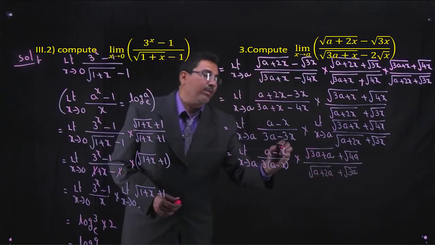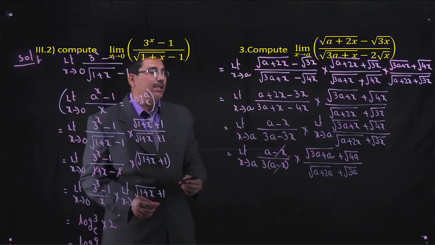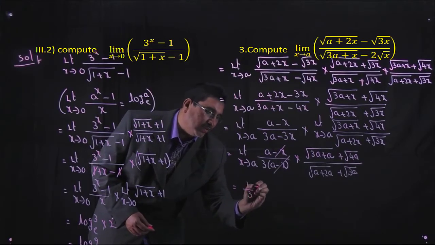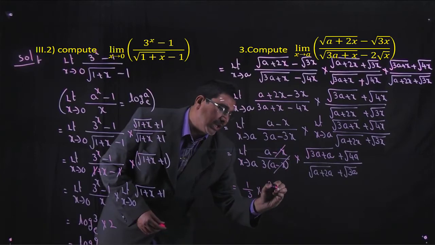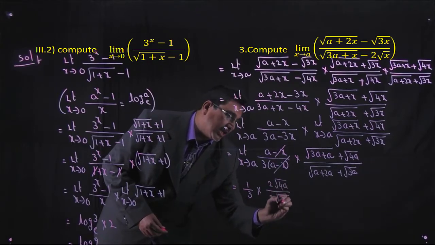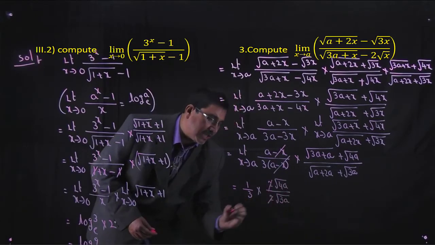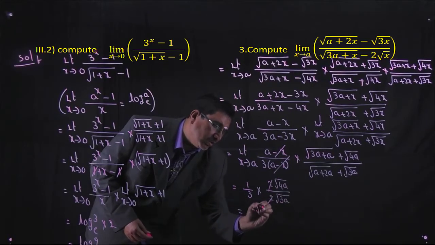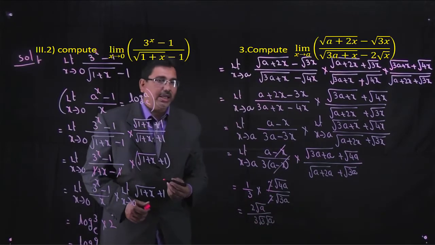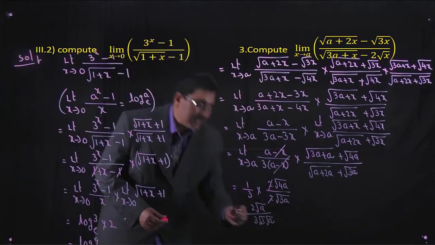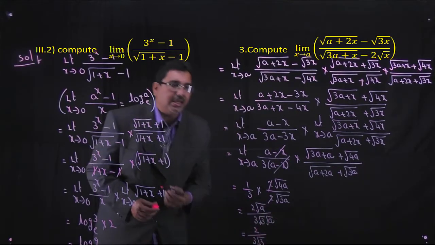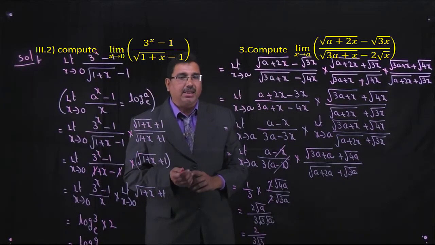Right, here minus x gets cancelled. Here only 1 by 3 is a constant term, so 1 by 3 into 2 root 4a in the numerator divided by 2 root 3a in the denominator. Here 2 gets cancelled, that is equal to 2 root a divided by 3 root 3 root a. Root a gets cancelled. That is equal to 2 divided by 3 root 3. Right, that is the limit value.